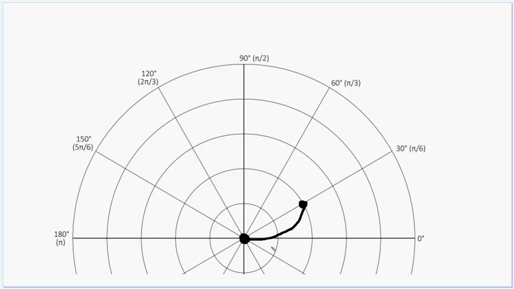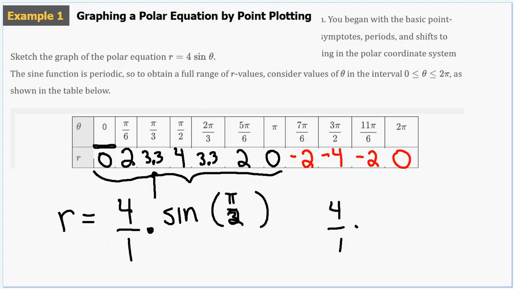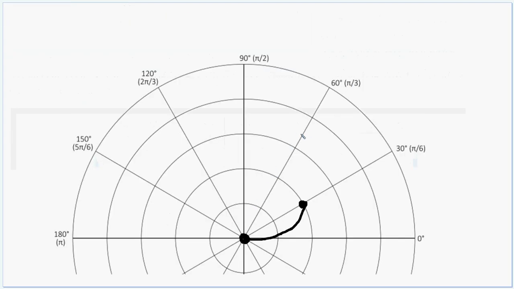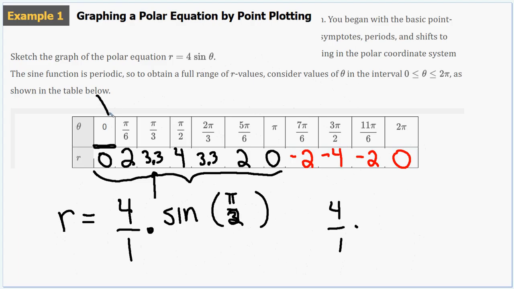And then we put in pi over 3, and we got the decimal about 3.3. So 1, 2, 3, and I'm going to estimate about 1/3. So it looks like our graph is going to continue like that. At 5 pi over 6, oops, I think I missed one in there. Pi over 2, we did that one.